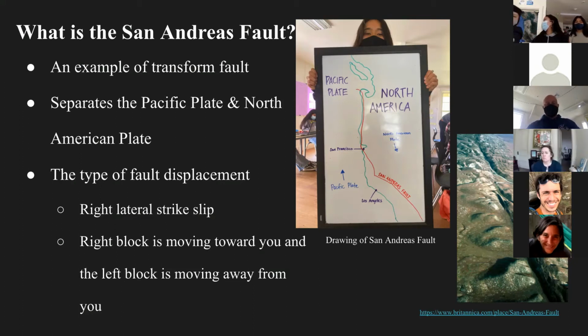This is also why people say LA will eventually be where SF is, because as you can see from the diagram, LA is in the Pacific Plate while SF is in the North American Plate, and the Pacific Plate moves up while the North American Plate moves down. So eventually, LA and SF will be parallel to each other, and LA could possibly even be where Alaska is in the future.